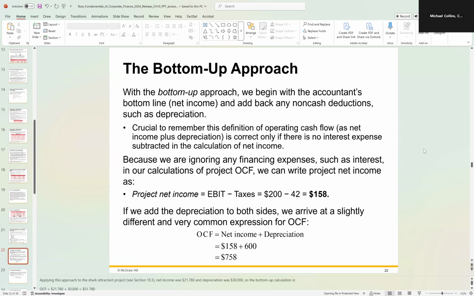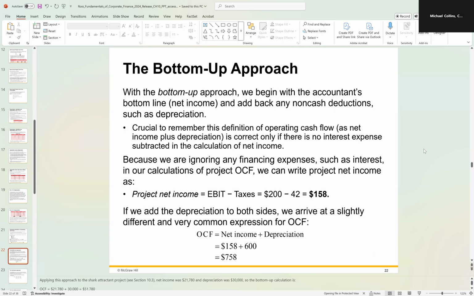Bottom-up approach: we begin with the accountant's bottom line, net income, and add back any non-cash deductions. It is crucial to remember that this definition of operating cash flow is correct only if there is no interest expense subtracted in the calculation of net income. Because we are ignoring financing expenses, such as interest, in our calculations of operating cash flow, we can write project net income as EBIT minus taxes. And again, for reasons I've said in prior slides, that leaves us with projected net income of 158. If we add the depreciation to both sides, we arrive at a slightly different and very common expression of operating cash flow: net income plus depreciation.